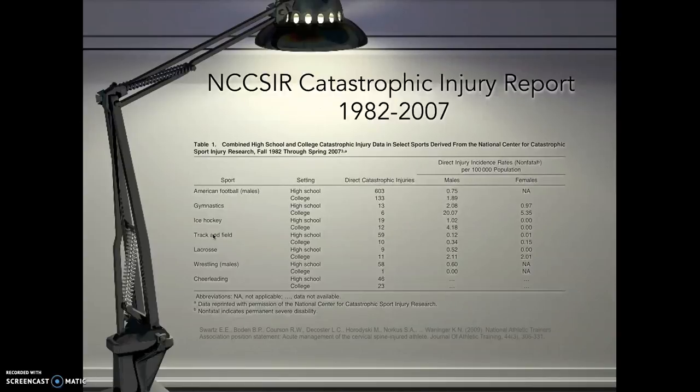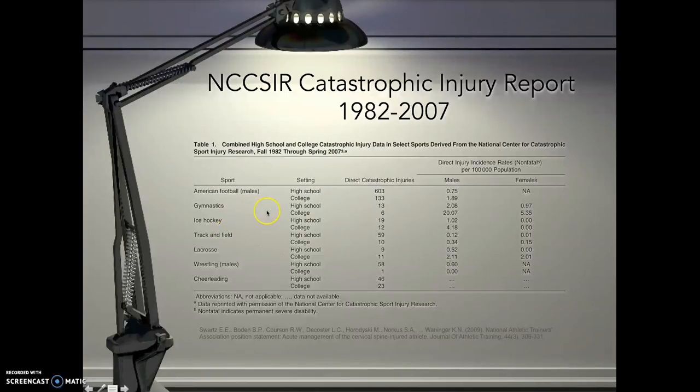Okay. All right, so then let's see how this helps us to interpret some of these reports. This table right here is from the position statement that you've already read, called the acute management of the cervical spine injured athlete. Important to note that this position statement came out in 2009, and that's why the injury table is from 1982 to 2007. So this is, I just wanted to show you an example.